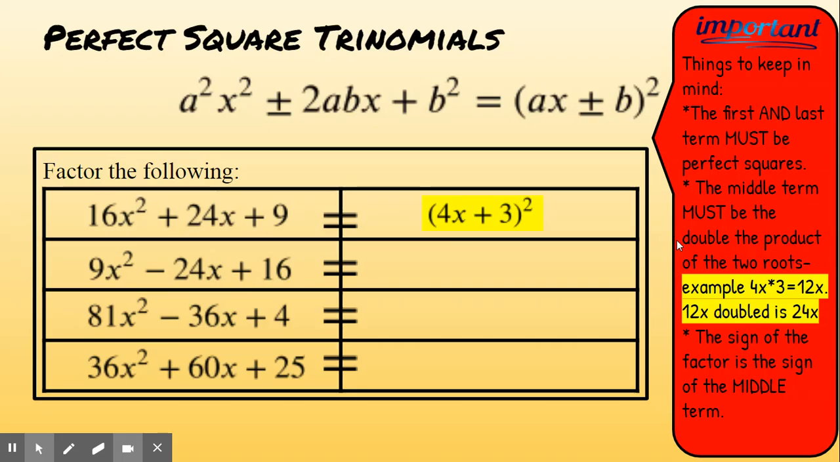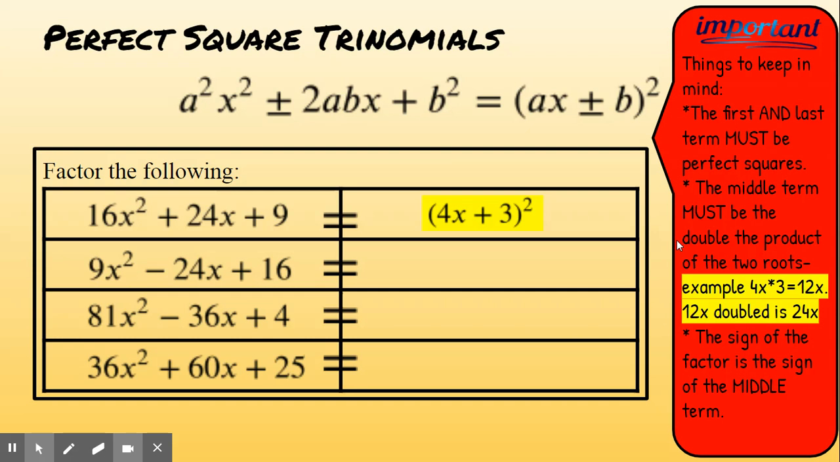So we're going to start by looking at what are these perfect square trinomials. So perfect square trinomials are basically quadratics that have the first and the last term that are perfect squares. The middle term is the product of the two roots multiplied, right?